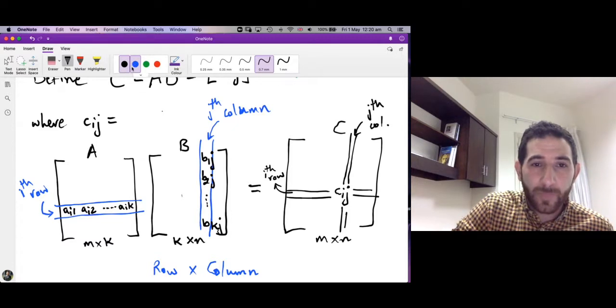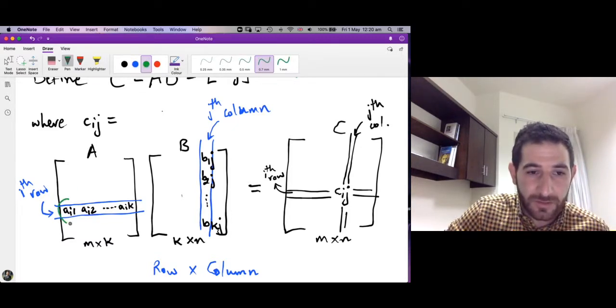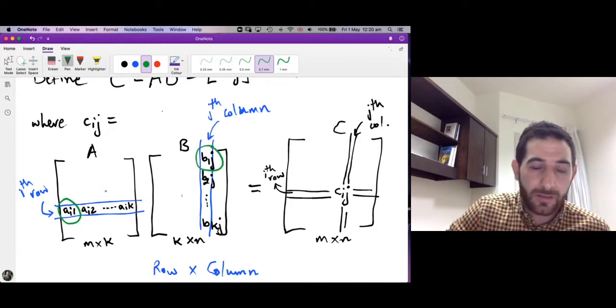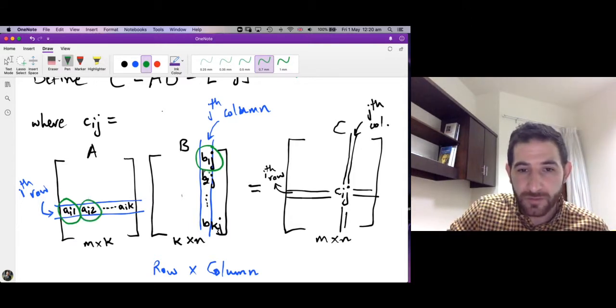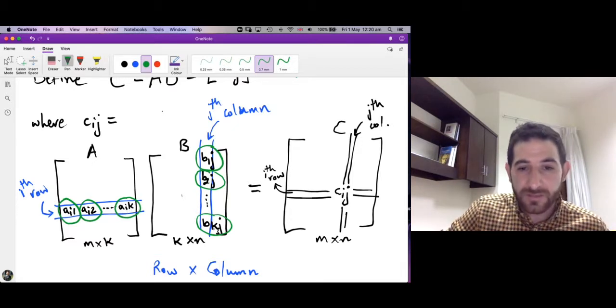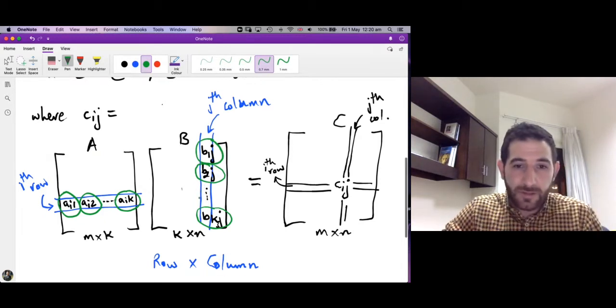We multiply the corresponding numbers. So we multiply Ai1 with B1j, and then we add it to the product of Ai2 with B2j, and then we keep adding the products until the last one, which is the last entry in the ith row of A times the last entry in the jth column of B. Okay, so let me write this.